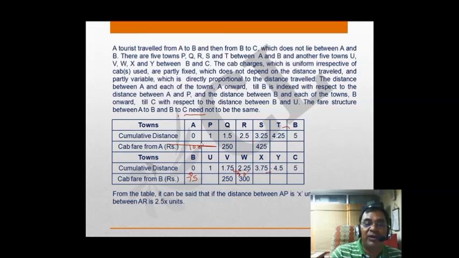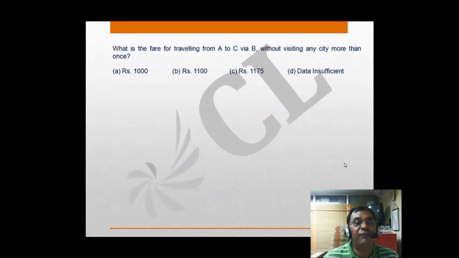So I can calculate the cost, because for every one the cost is this. So here the total cost is 600. Here the total cost is 575. Because for each one the charge is 100 rupees, and for initial cost there is 100. Here it is 75. After that, what is the cost of traveling from A to C via B without visiting any town more than once? Obviously, 600 plus 575, the cost comes to 1175. This I calculated without even looking at the question.